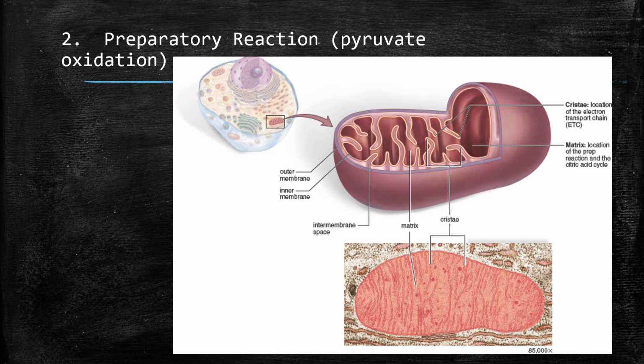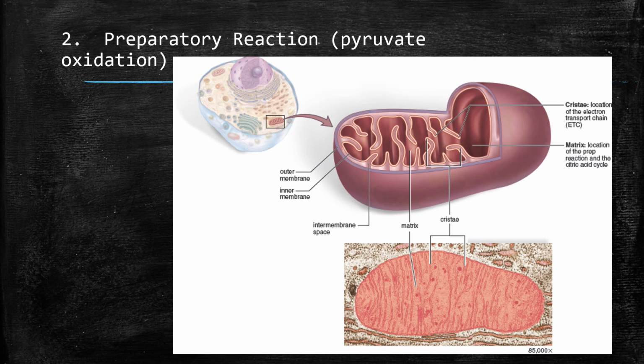So now we're moving into the second phase of cellular respiration, and that's the preparatory reaction. Essentially what that means is we are preparing the products of glycolysis to move into the citric acid cycle. If you'll remember, with glycolysis, for every glucose molecule that we broke down, we wound up with 2 pyruvate molecules. And that took place in the cytoplasm. So now we're moving into the mitochondria.